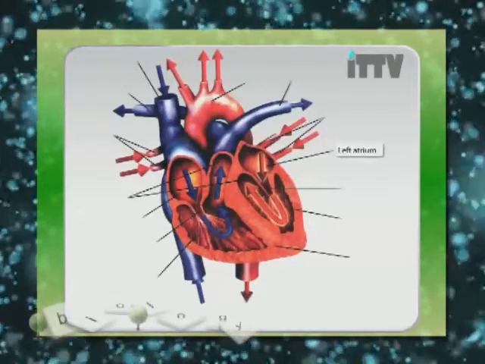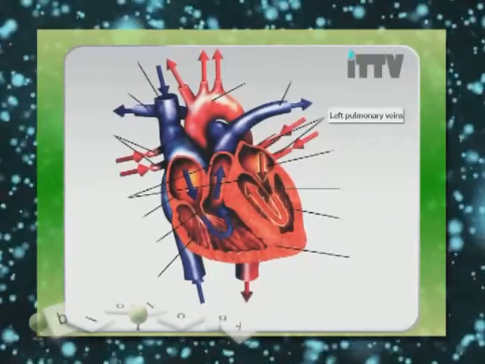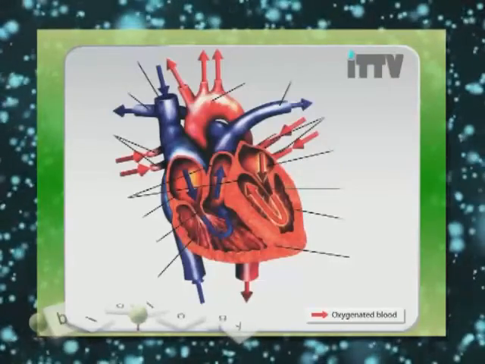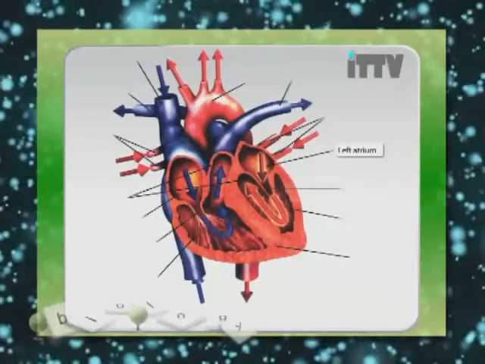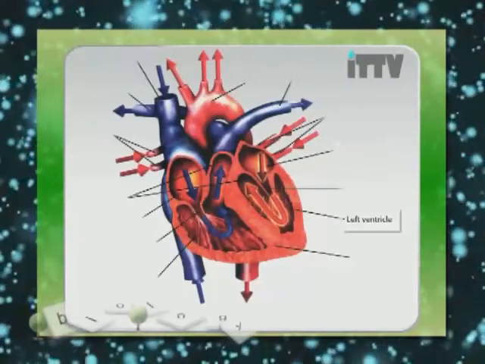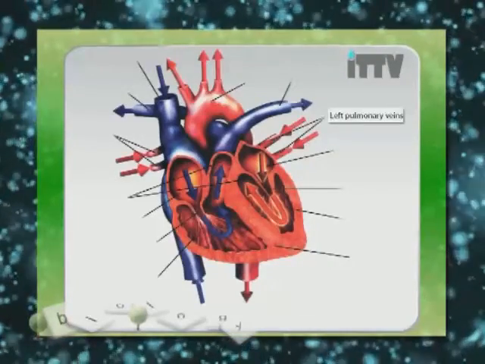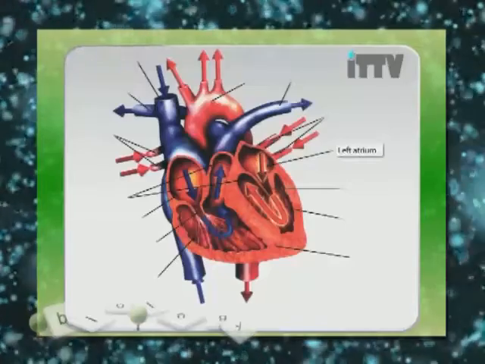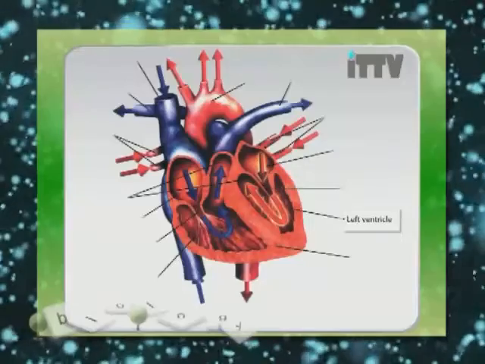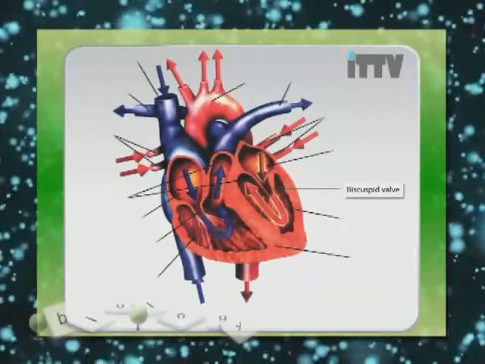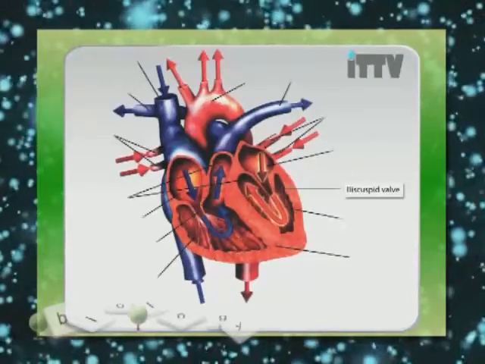The left atrium receives blood from the pulmonary vein. The pulmonary vein brings oxygenated blood from the lungs and it drains into the left atrium. Once the left atrium is filled with oxygenated blood, it opens up into the left ventricle through the bicuspid valve opening. The bicuspid valve is also called the mitral valve.